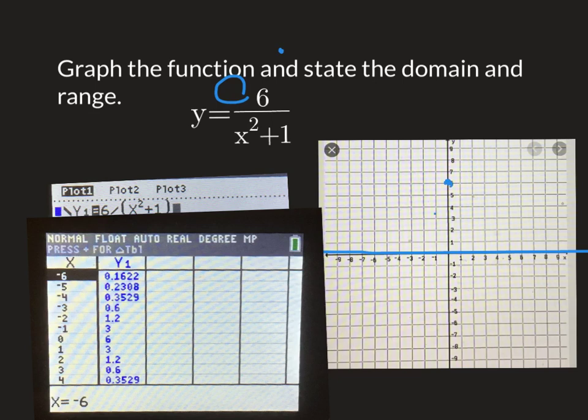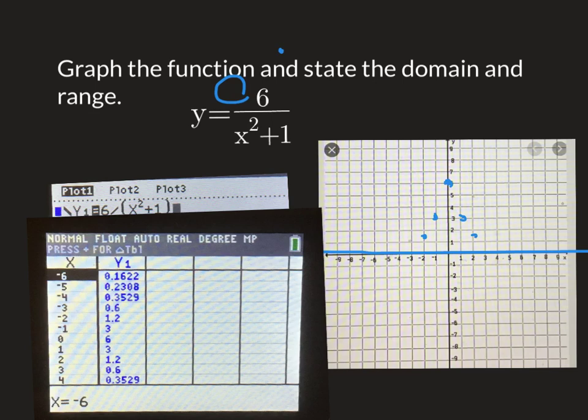Negative 1, 3 is a point. Positive 1, 3 is a point. I'm going to go one more of each. Let's see. Negative 2 and 1.2, so about right there. And positive 2 is also, so it's symmetric, positive 1.2.